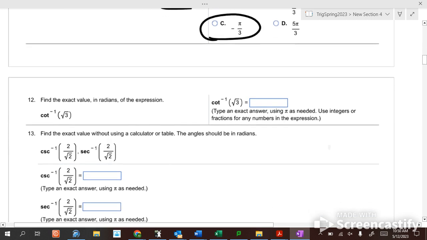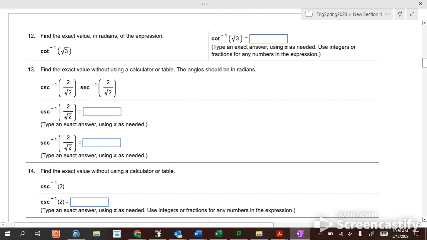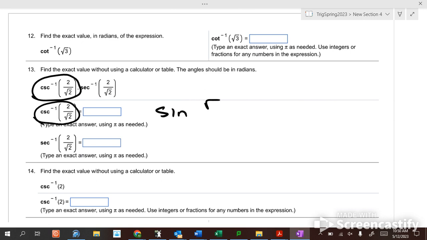Okay? All right. Where things get a little tricky is, where is the cosecant equal to 2 over the square root of 2? Well, cosecant is the reciprocal of sine. So where is the sine equal to square root of 2 over 2? 45 degrees. And in radians, pi over 4. So if it's a secant of the same place, that's also pi over 4.